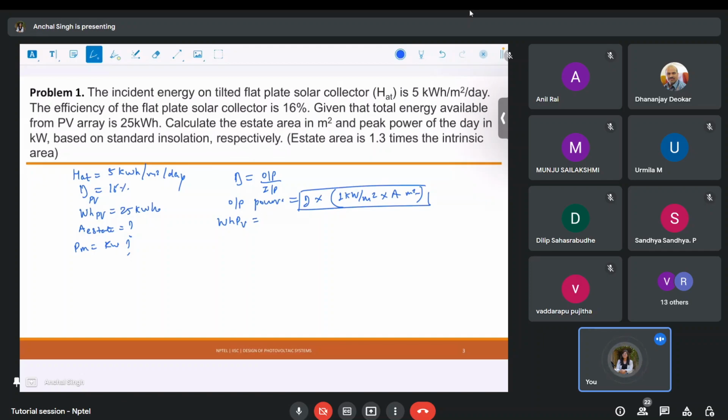So for standard insolation, this will be equivalent to 5 hours. If we consider 1 kilowatt per meter square as standard insolation, then from HAT, H equivalent in hours will be 5 hours. So this will be efficiency into 1 kilowatt per meter square into A meter square into 5 hours. And we know the value of WHPV, that is 25 kilowatt hour, and efficiency is 0.16.